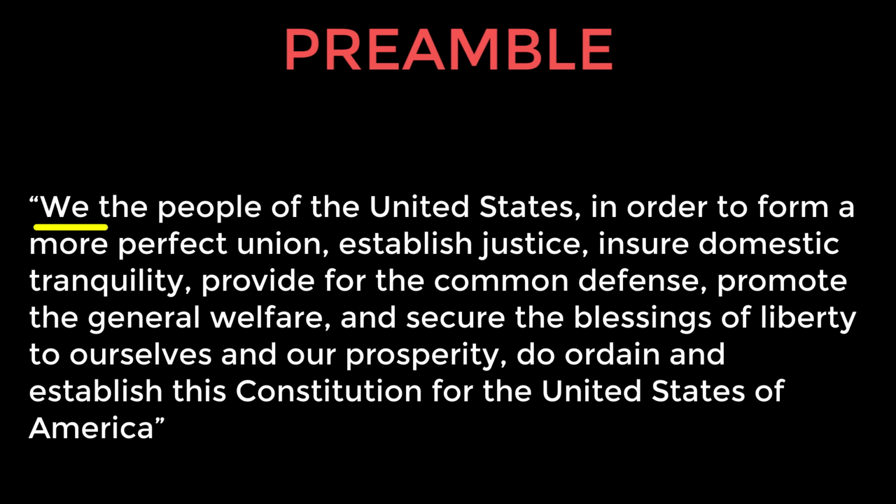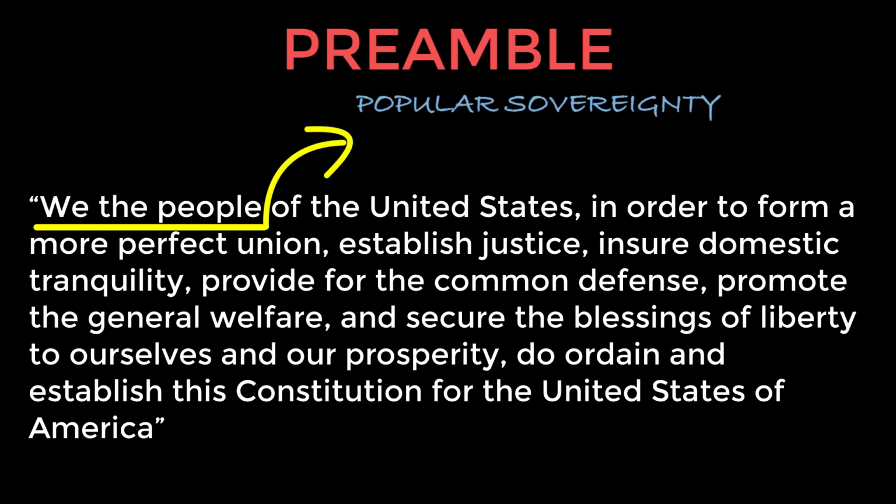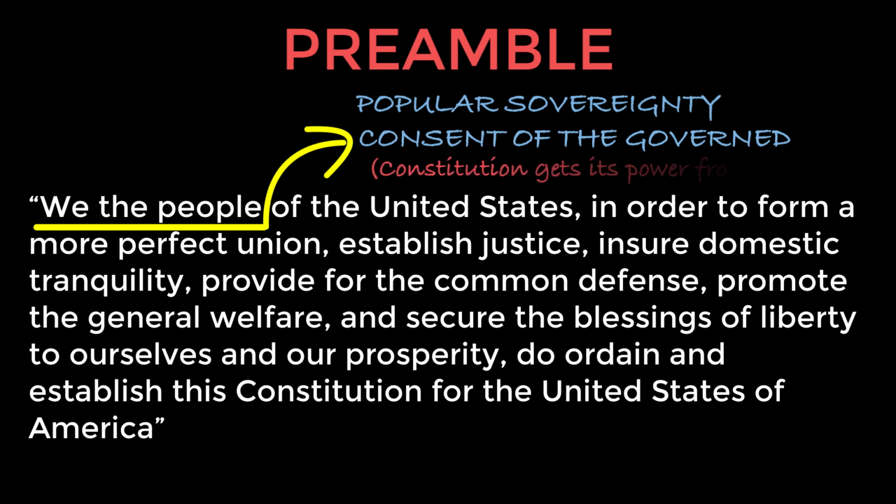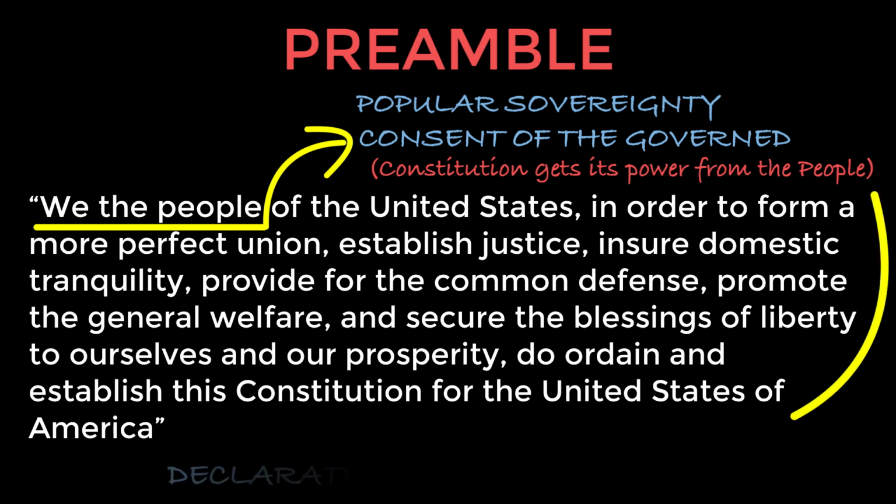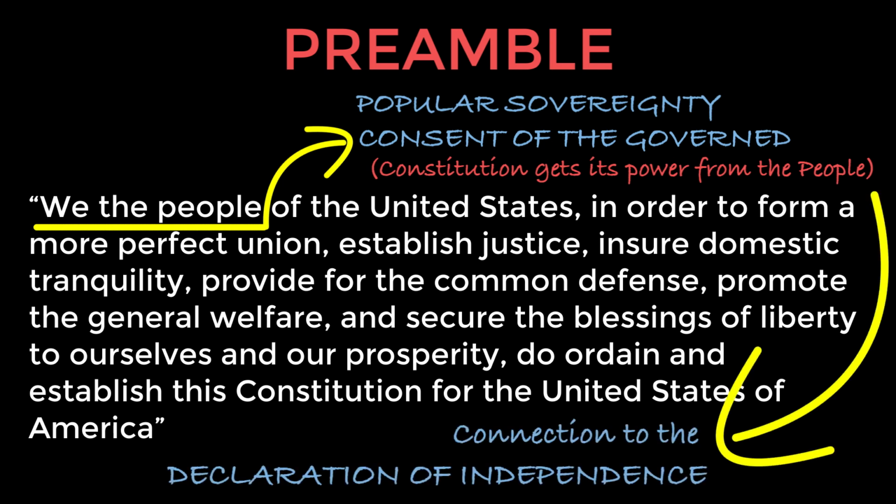As clearly indicated by the first words, "we the people," the preamble of the Constitution reflects the idea of popular sovereignty. Another way of saying popular sovereignty is to say that the power is derived from the consent of the governed, that the power of this government comes from the people, and it is they who allow it to exist. This line references the Declaration of Independence, and it solidifies one of the most core beliefs of our nation in the very first line of the Constitution.